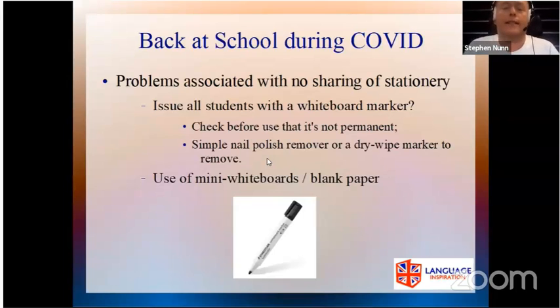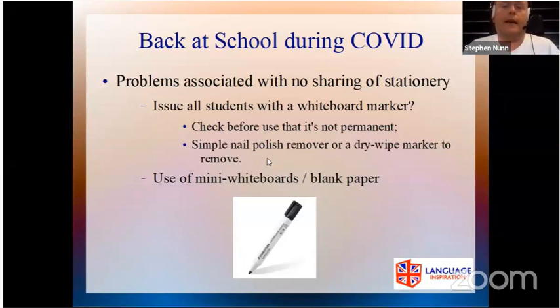Of course, as Glenn mentioned in his presentation, sharing stationery is an issue, and quite often we would invite students up to write on the whiteboard. Something we're considering doing here in our school this year is issuing each student with their own whiteboard marker, which hopefully they won't lose, but that would then allow them to potentially write on the whiteboard. If, of course, they were to lose their whiteboard marker, they would have to buy another one and make sure that it's not permanent. But if a permanent marker is used, it doesn't tend to be the end of the world. A simple nail polish remover or a dry wipe marker writing over what they've written normally actually uses the correct solvent there to allow you to get permanent marker off of the board.